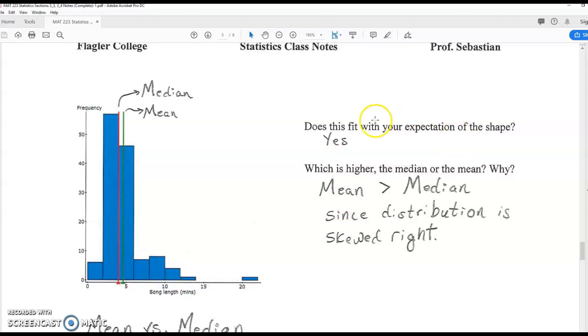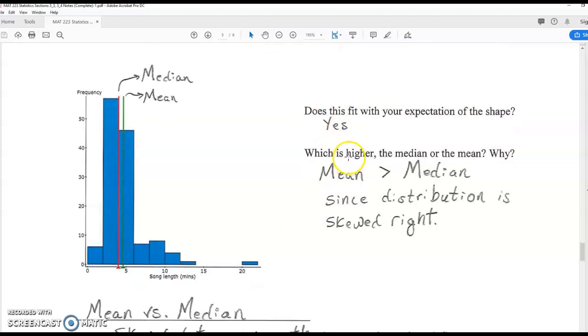So does that fit with our expectation? Yes, it does. And which is higher in this case, the median or the mean? Well, the mean is higher because it's pulled towards the skewedness. So the distribution is skewed right. The mean is going to be pulled to the right.